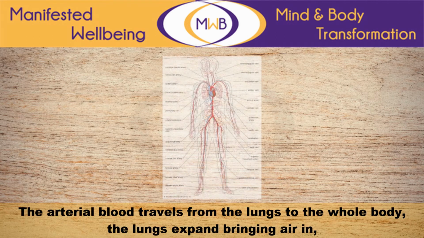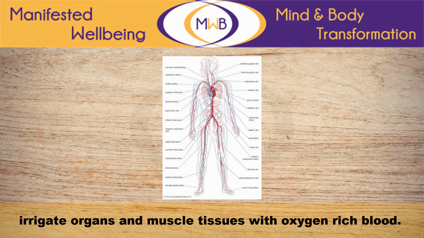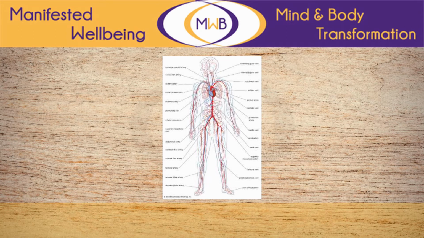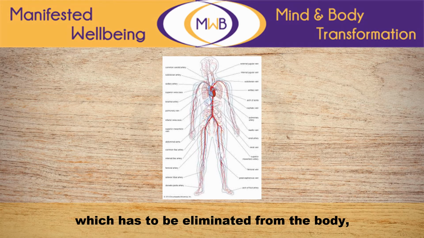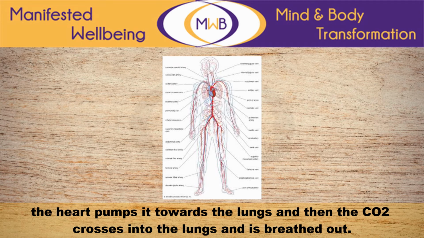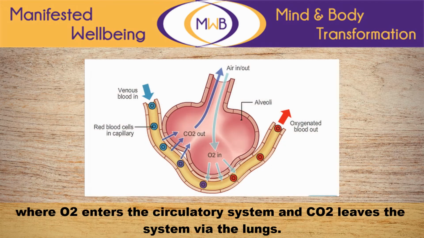The arterial blood travels from the lungs to the whole body. The lungs expand, bringing air in. The oxygen gets into the blood, and the arteries irrigate organs and muscle tissue with oxygen-rich blood. The venous blood that travels from the organs and muscles comes saturated with CO2, which has to be eliminated from the body. The heart pumps it towards the lungs, and then the CO2 crosses into the lungs and is breathed out. Respiration happens when gas is exchanged. It happens where O2 enters the circulatory system and CO2 leaves the system via the lungs.